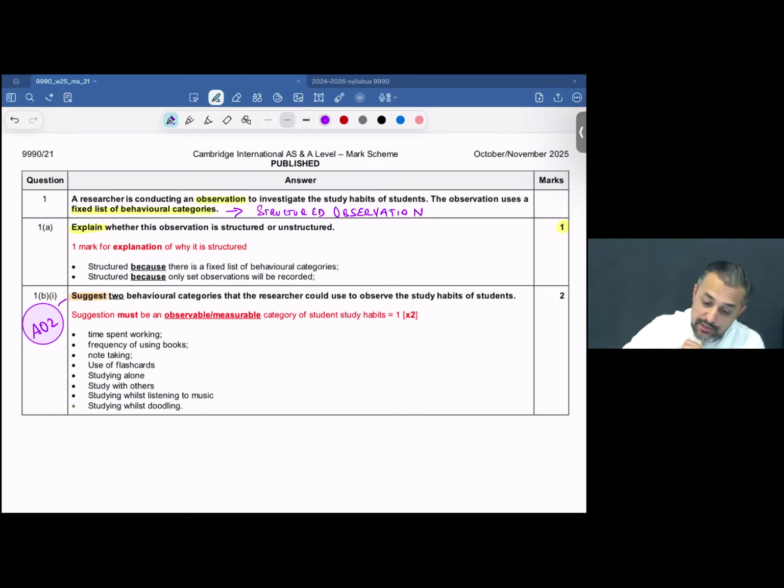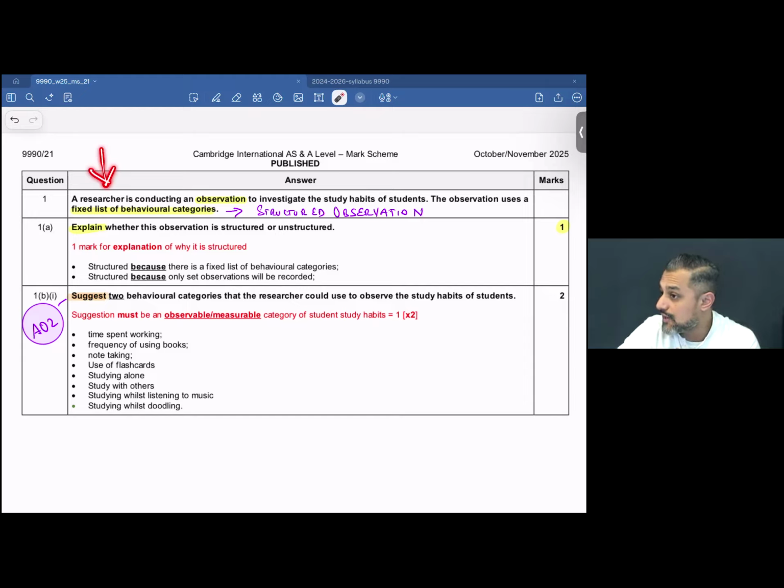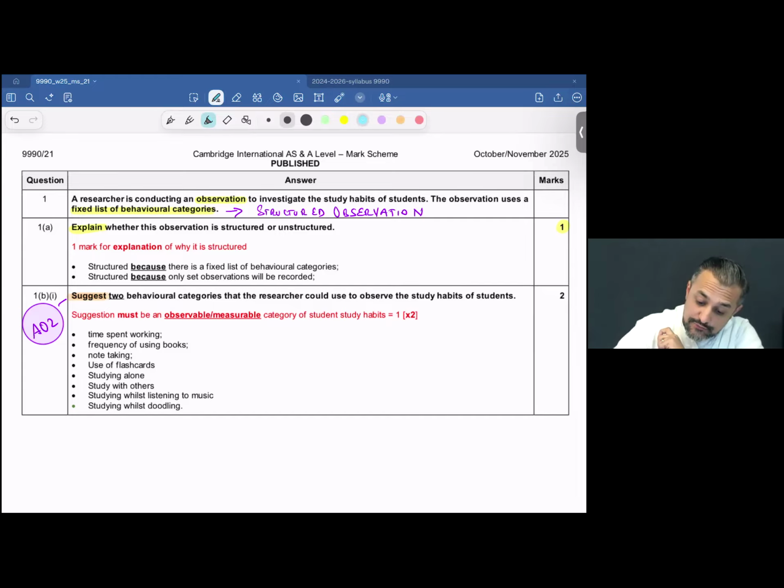Now, let me go back to the question again. The information that I had at the beginning of the question said a researcher is conducting an observation. There's a researcher who's conducting an observation to investigate the study habits of students. So what is this investigation on? This investigation is on the study habits of students. The observation uses a fixed list of behavioral categories. So getting back to the question, suggest two behavioral categories that the researcher could use to observe the study habits of students.